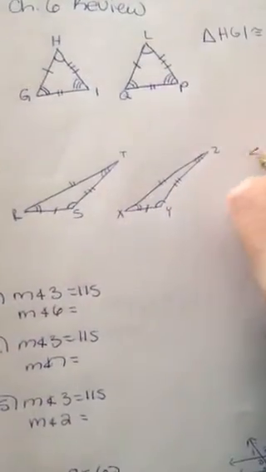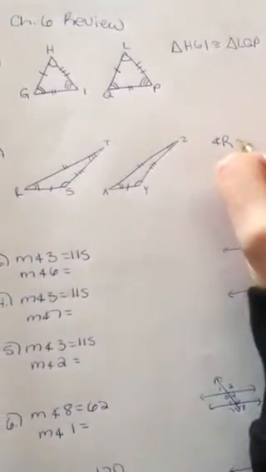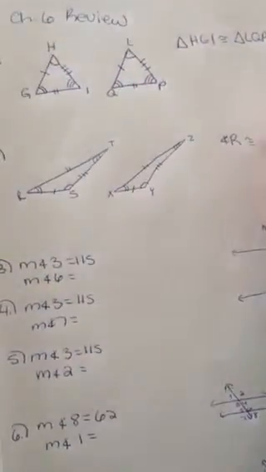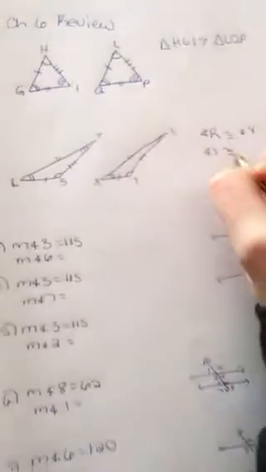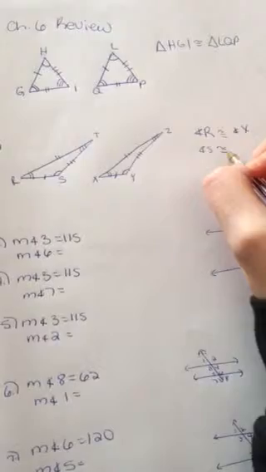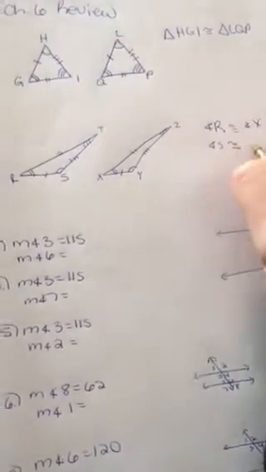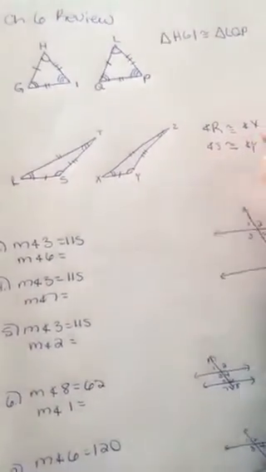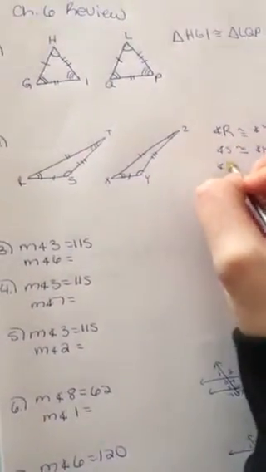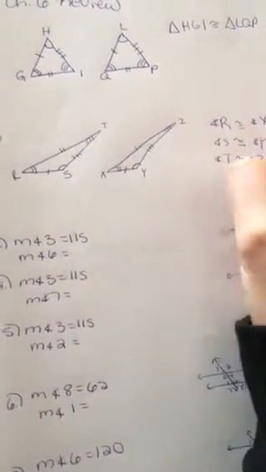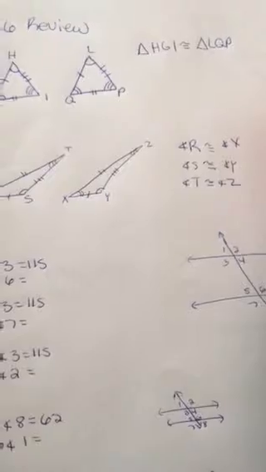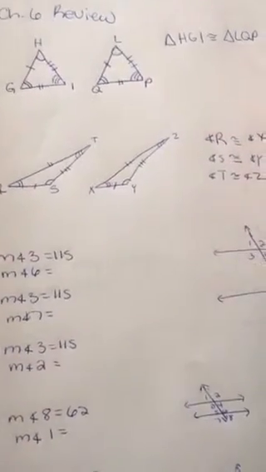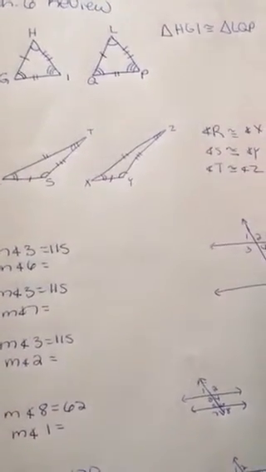So I'm going to say that angle R is corresponding to angle X. Angle S is congruent to angle Y. Angle T is congruent to angle Z. And then for my sides, I have RS and XY are corresponding. So we know that RS is congruent to XY.